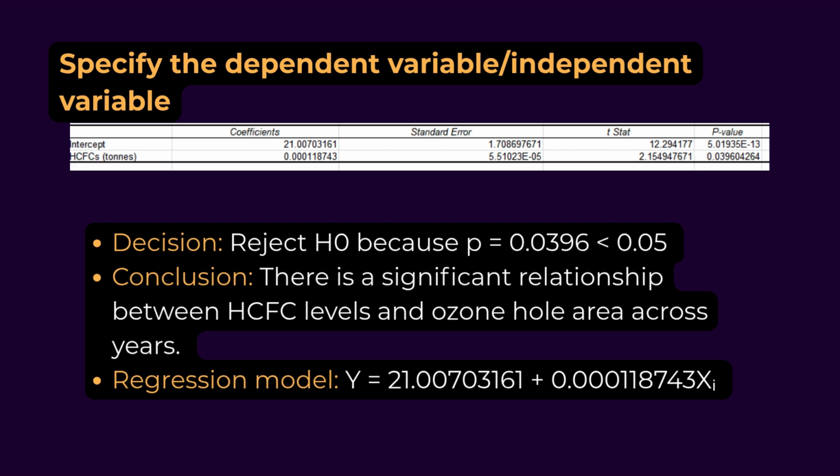We also have the regression model. We have the intercept of 21.00703.161 and a slope of 0.000118743. This means that with every 1 unit change of HCFC level, the ozone area changes about 0.000118743 million kilometers square, which is more than 118 kilometers square.